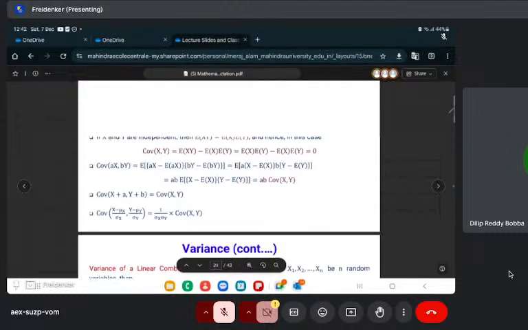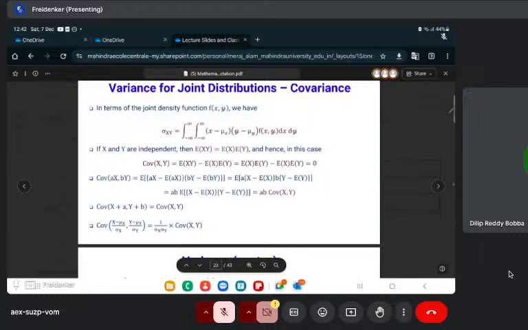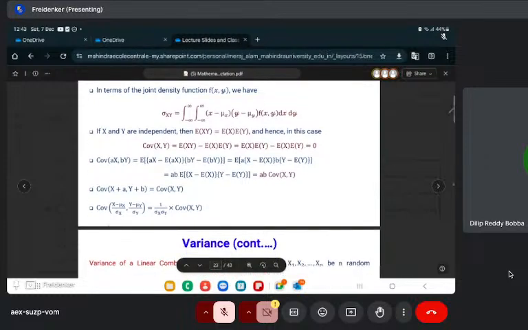Okay, properties. If you're finding covariance, the coefficients of the random variables will just come outside. So a b covariance of x, y. We use this, right? We use this property. Covariance of x plus a, y plus b. a and b will not affect it, so you can just ignore that. It becomes covariance of x comma y. We've seen that.